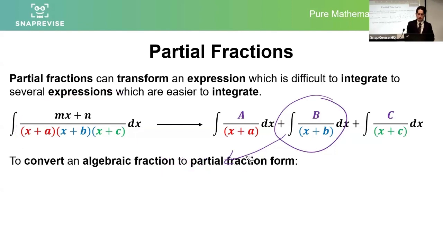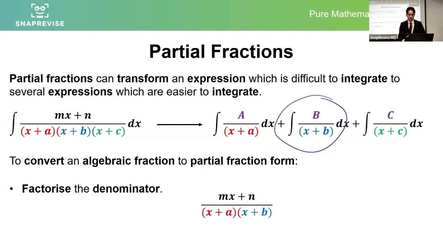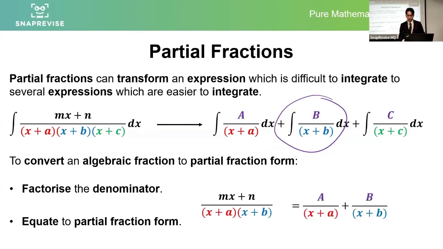So the first step is to convert the algebraic fraction into the partial fraction form. If we have something like this, we factorize the denominator. Often it's factorized for us, and then we equate it in the partial fraction form. So we need to basically work out a and b, because this is a lot nicer to integrate than this. Okay, so let's keep going. Let's do an example and then a practice one.